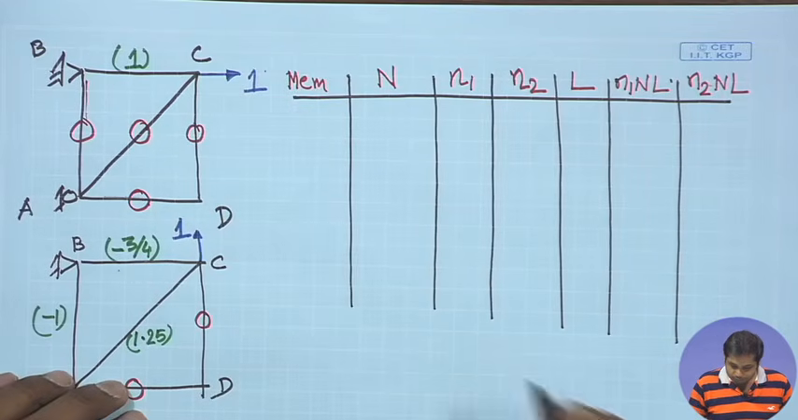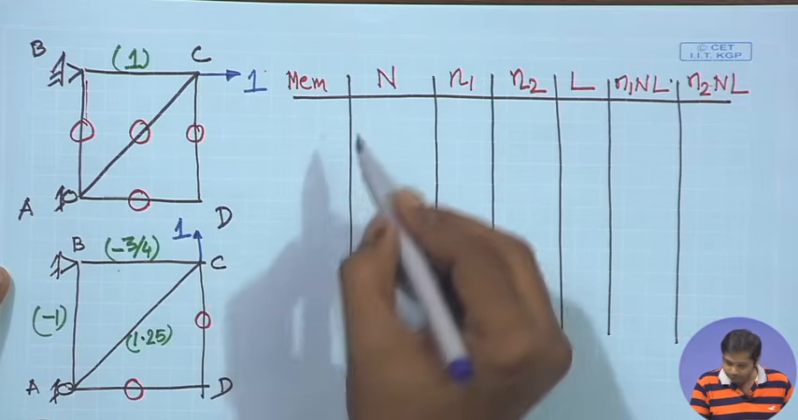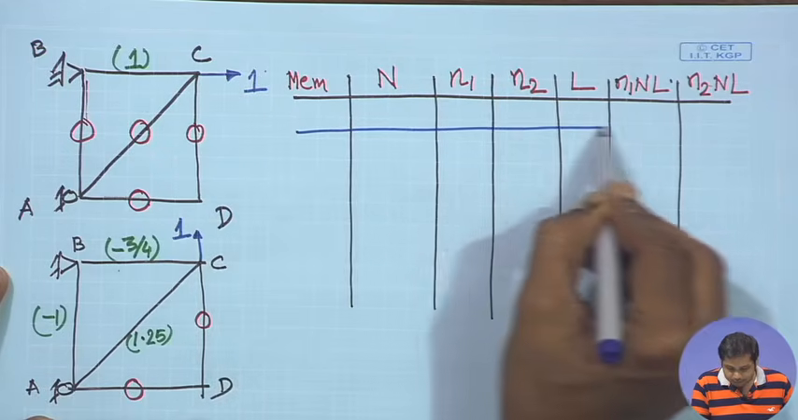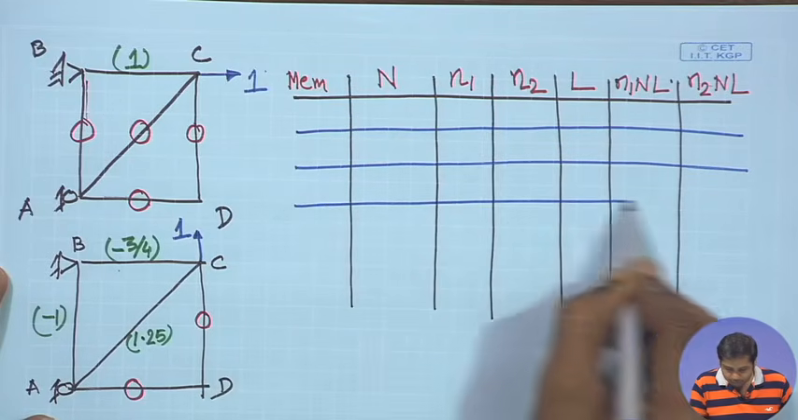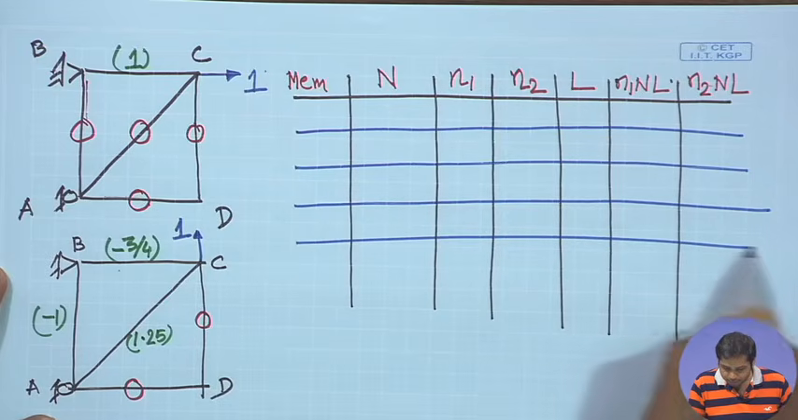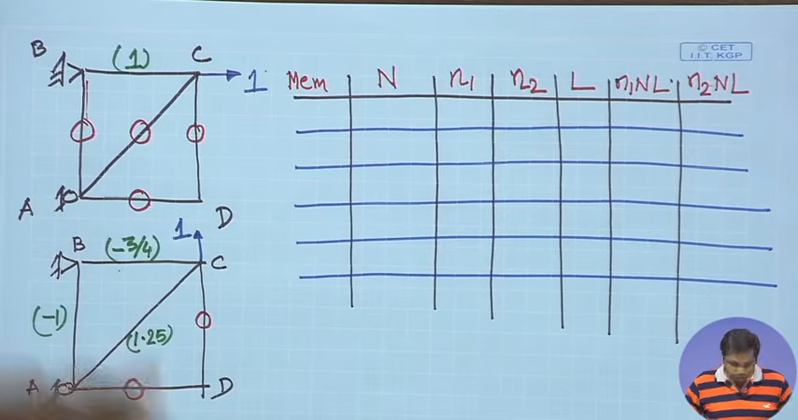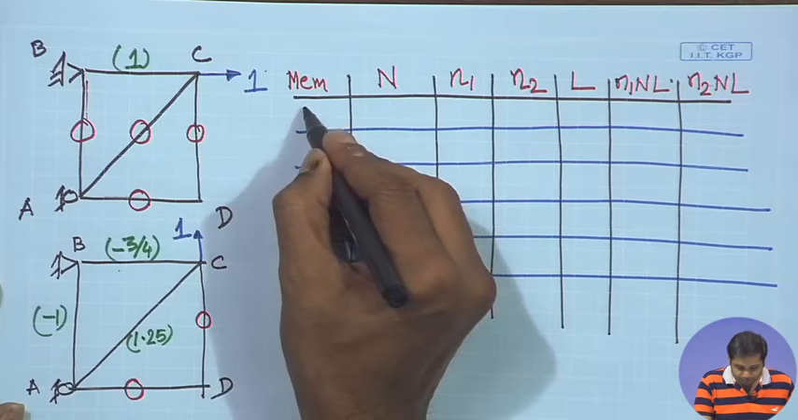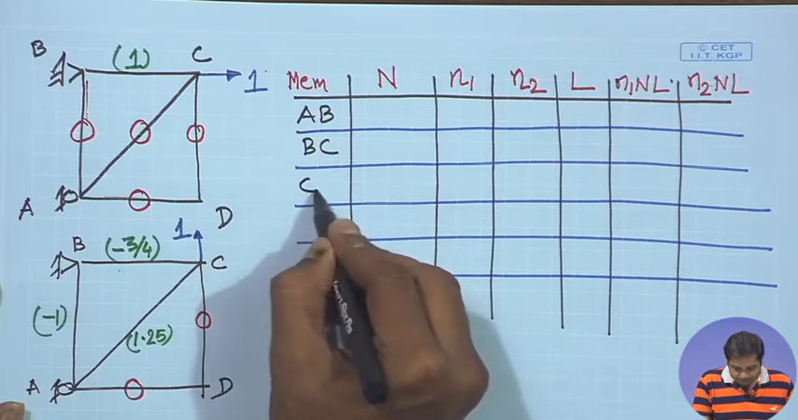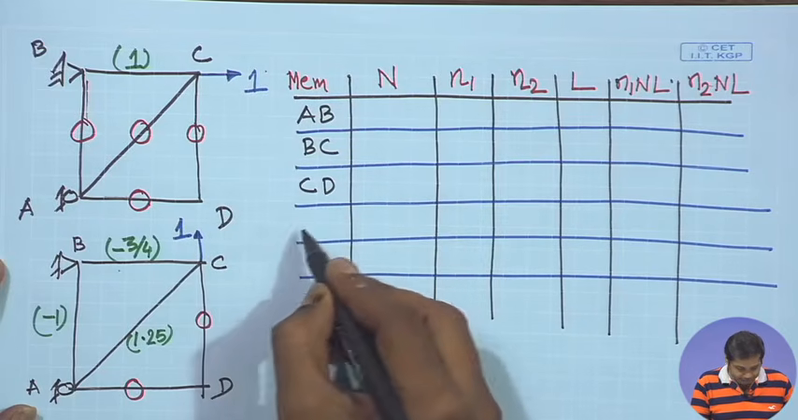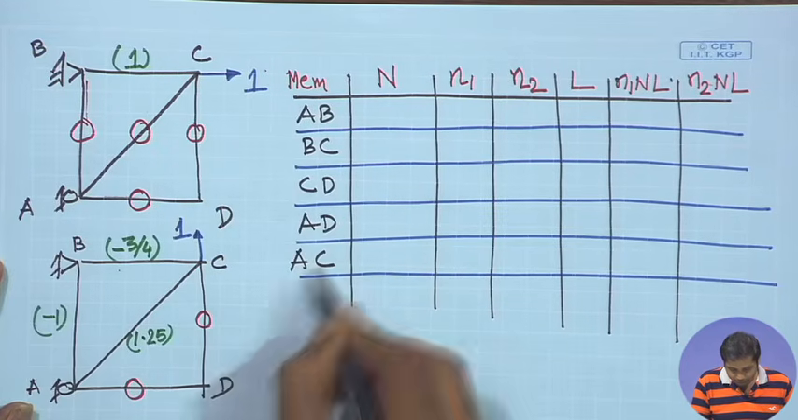Now, let us write all the members. We have a total of 5 members here. So, 1, 2, 3, 4 and then 5. This is member AB and then BC, CD and then AD and finally, the diagonal member AC.